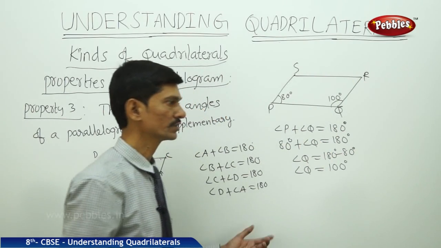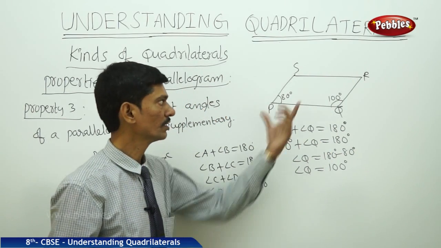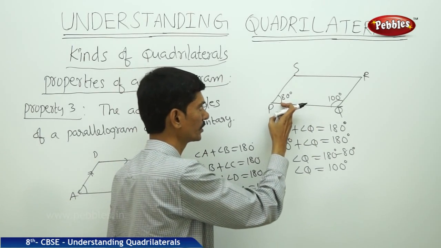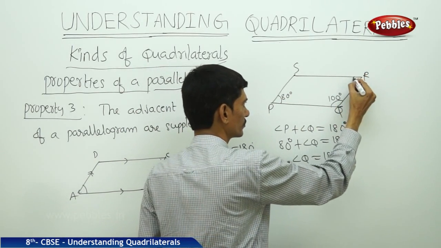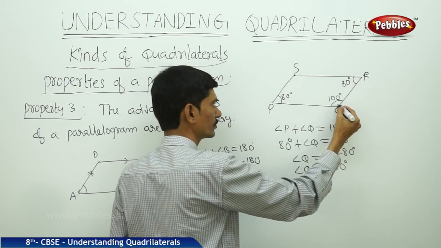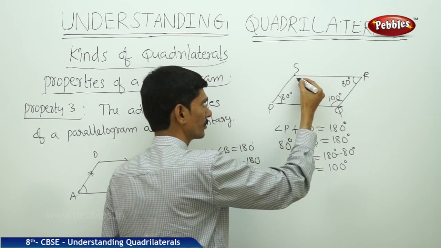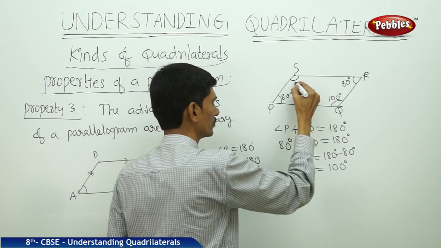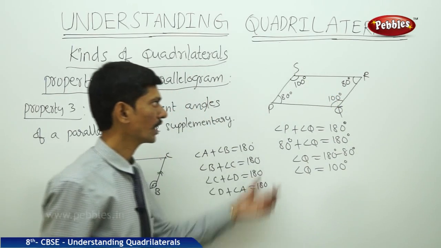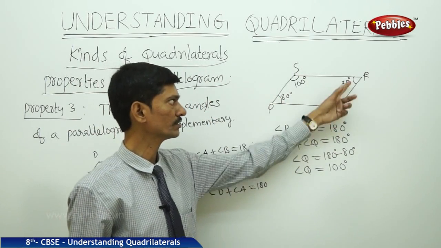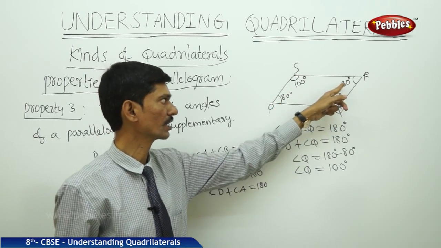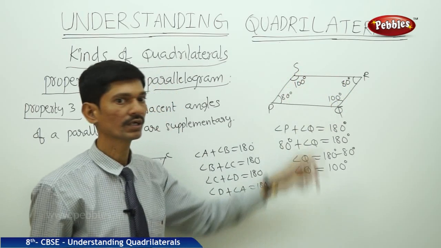So according to the second property of a parallelogram, the opposite angles are equal. So here angle P is 80 degrees, so we can write that angle R also 80 degrees. And if angle Q equals to 100 degrees, then its opposite angle S also 100 degrees. So the angles of the parallelogram PQRS are angle P 80 degrees, angle Q 100 degrees, angle R 80 degrees and angle S 100 degrees.